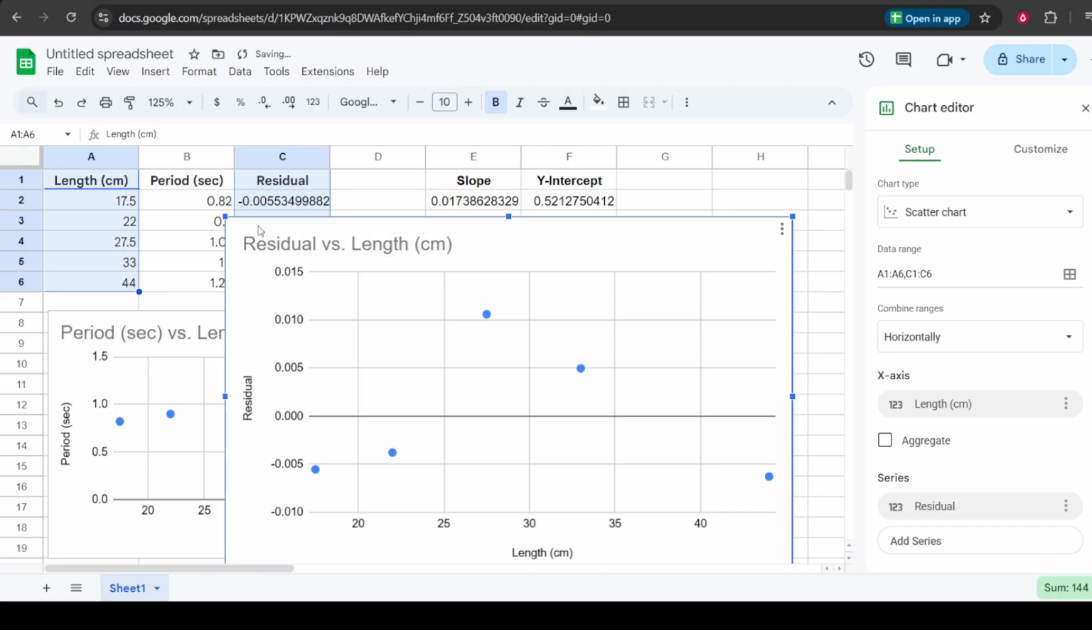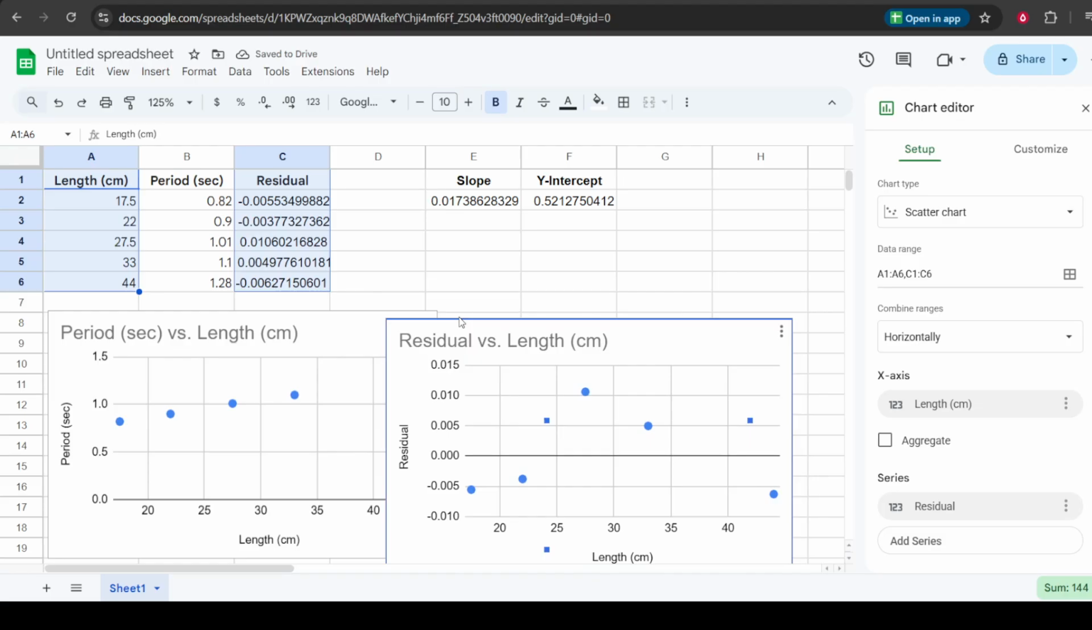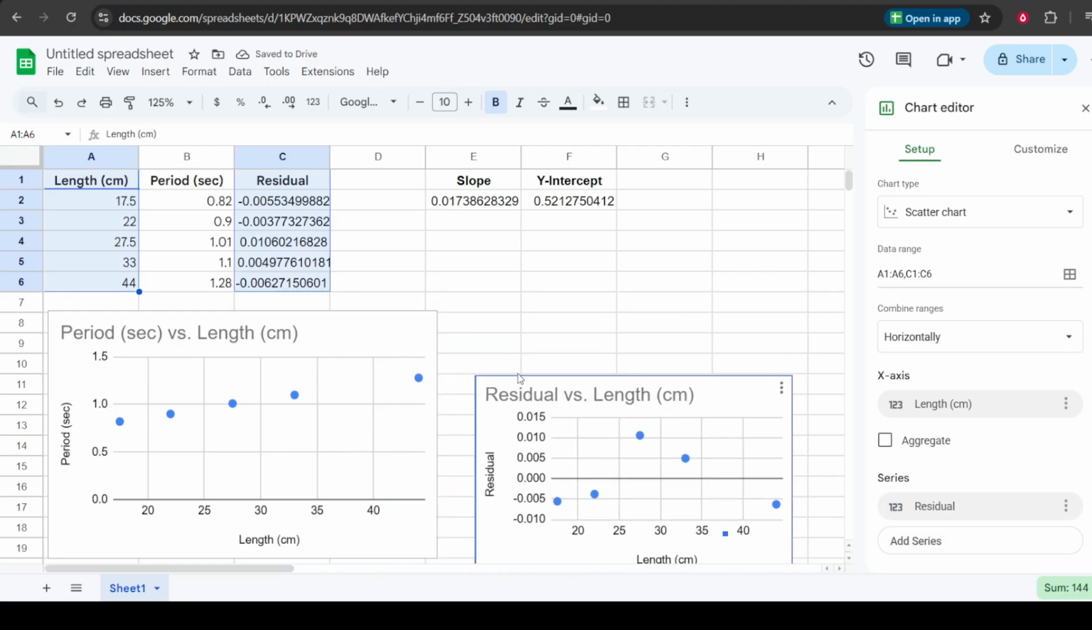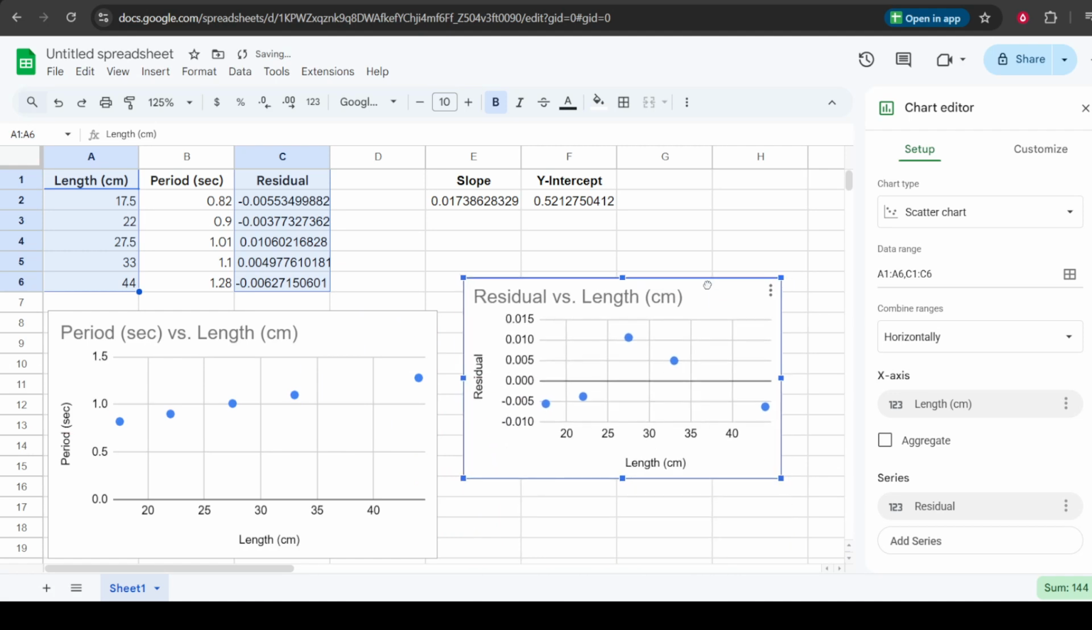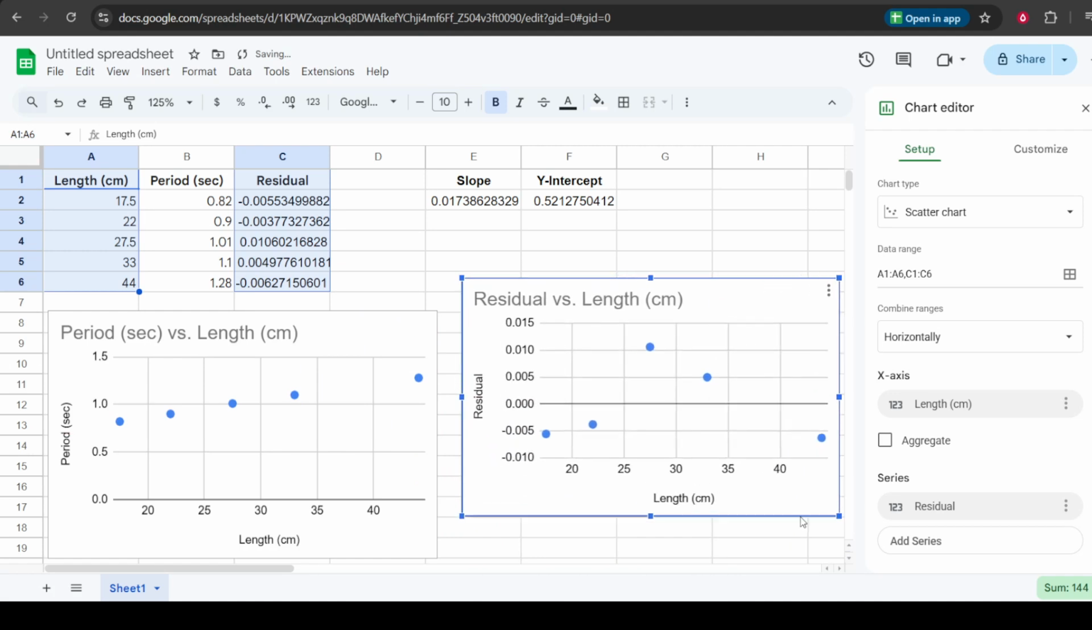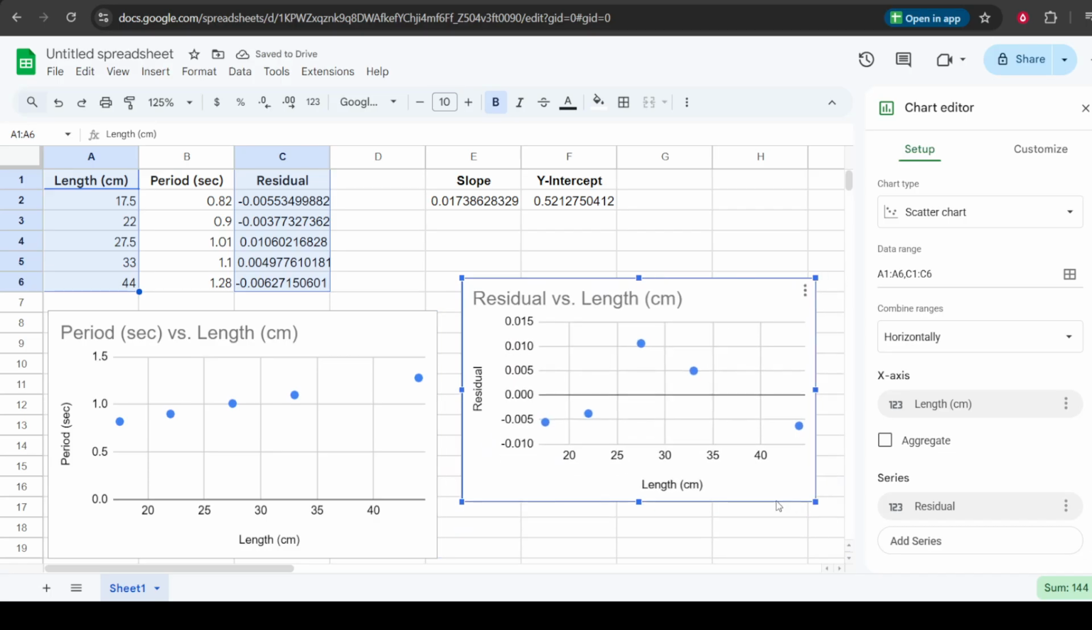If you see a curve, a funnel shape, or any systematic structure, the relationship isn't truly linear and you'll need a different type of graph or model to capture it accurately. And that's it. You've turned a simple spreadsheet into a trustworthy diagnostic. That's how you do data science in Google Sheets.